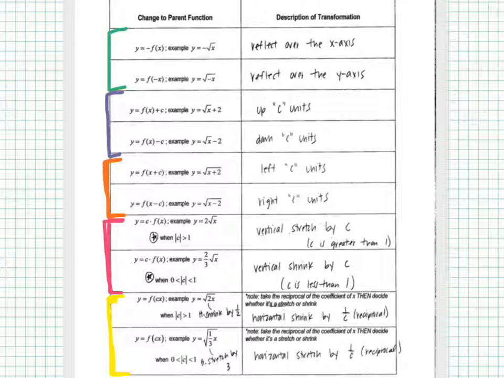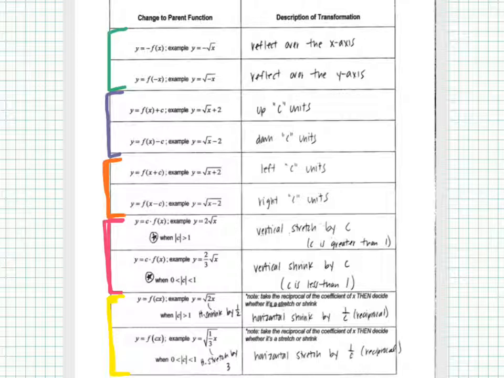And then finally, the horizontal stretch, that's going to be a number that's less than 1, in between 0 and 1, inside the parentheses with the x. So again, take its reciprocal, and that's going to be a horizontal stretch. Again, imagine someone on the outsides of the function, on the left and right, pulling it out.